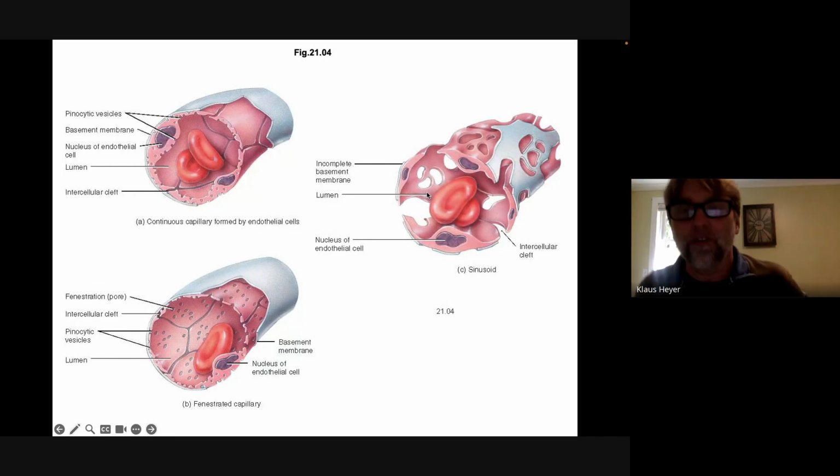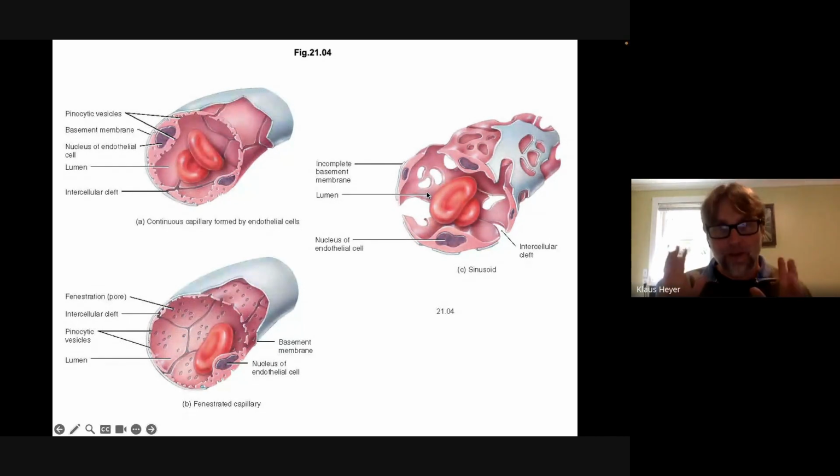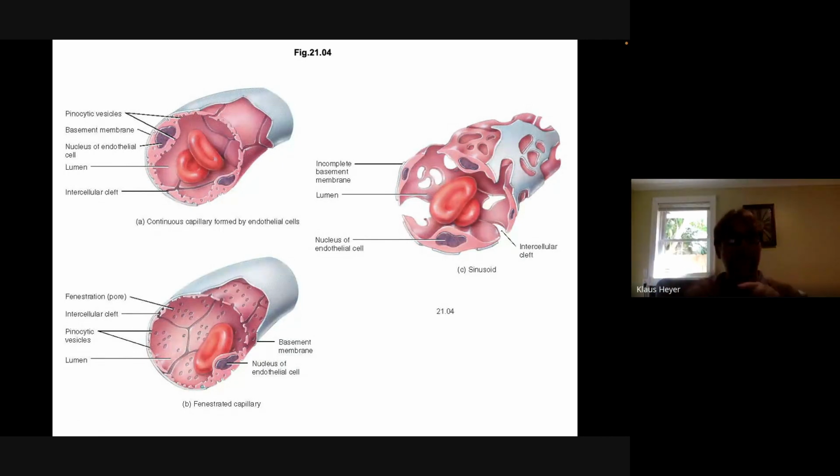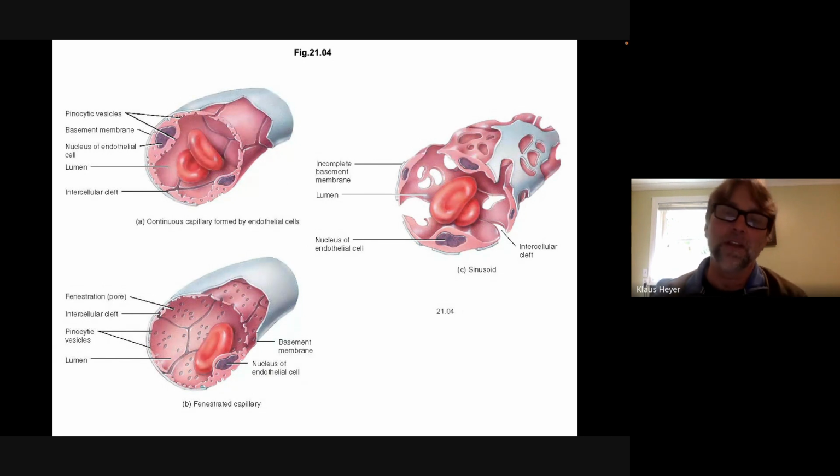This last one's called the sinusoid. Just take whatever you had for fenestrated and make it really big. So really big fenestrations, really big intercellular clefts. Some of these are so big that it looks like you can get a blood cell to go through them. So you might find this type of capillary inside of a liver. Maybe I need to get whole blood cells out into the liver so the liver can eat them up. Or the spleen, or red bone marrow.